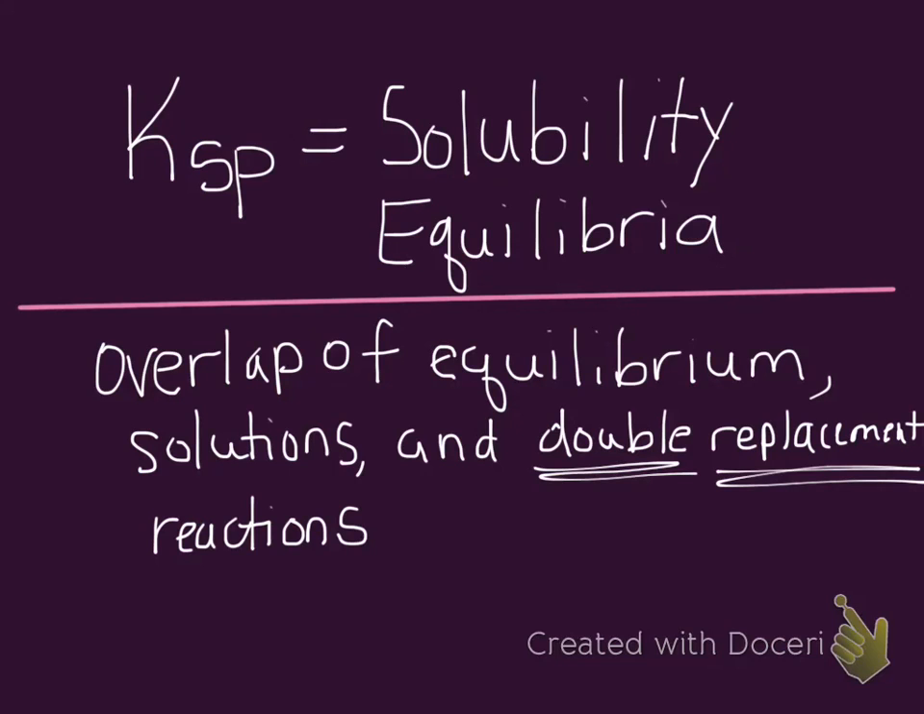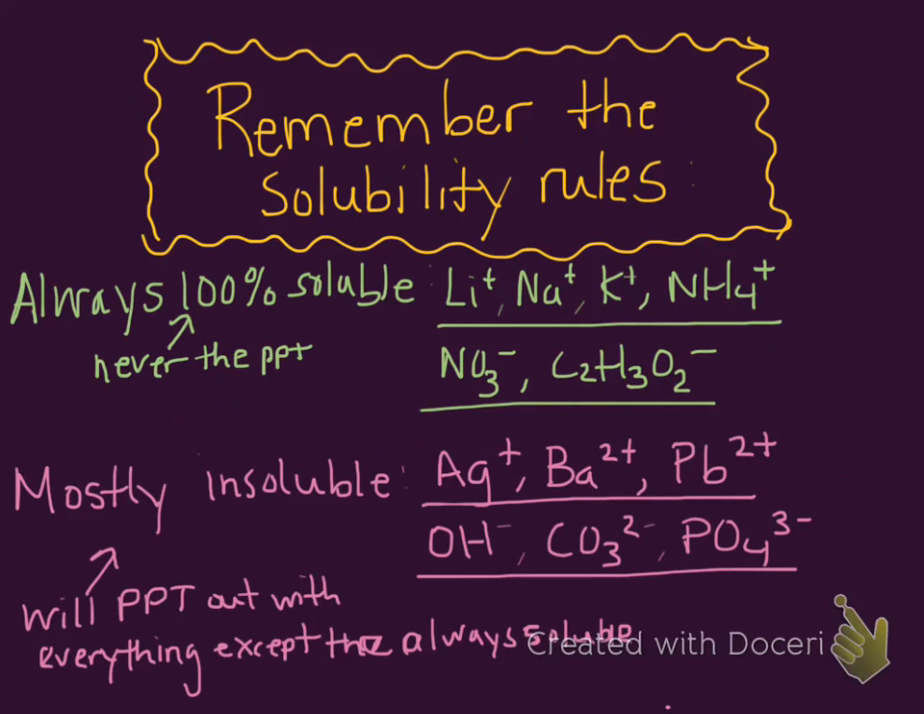So KSP just means the equilibrium of solubility, or solubility equilibria. And this is going to basically be the overlap of solutions because we're going to be dealing with molarity values here and double replacement reactions. You will not always have a double replacement reaction, but this is frequently applied to double replacement reactions. So before we can get started on setting up or solving a KSP, we need to remember the solubility rules. And this goes back to Unit 3/4.